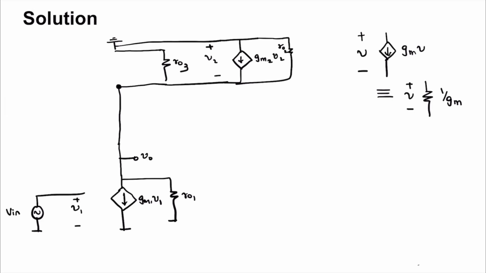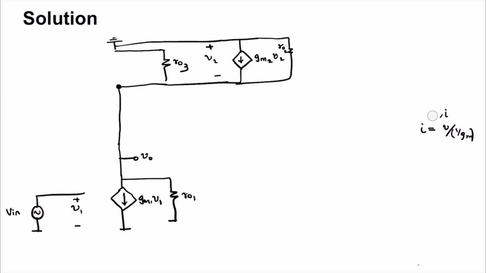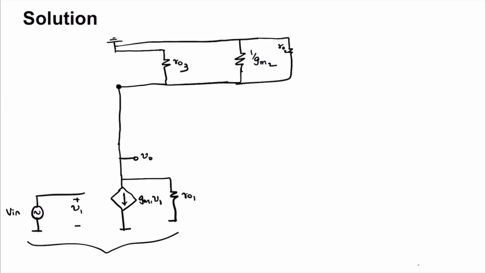If you have V as the voltage across the resistor, the current I will be equal to V by 1 by gm, which is gm V. So you can see that element on M2. So this whole thing is simply a resistor of 1 over gm2. So now it's fairly easy to see what the circuit is. It is simply a common source with four load resistors.